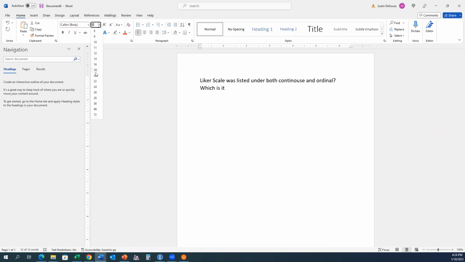So the first question we have is Likert scale was under both continuous and ordinal. Which is it? So it depends. If you're looking at one Likert scale item at a time, that is ordinal. But many times with surveys, you have to take an average of them, or you have to take a sum of all the Likert scale items. And once you've done that, that resulting variable is continuous.